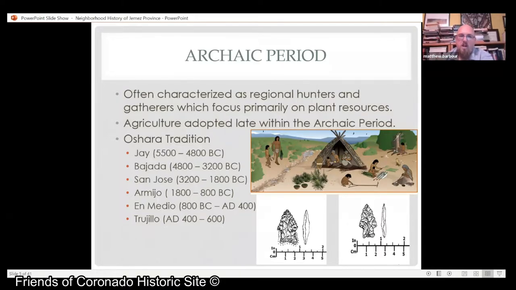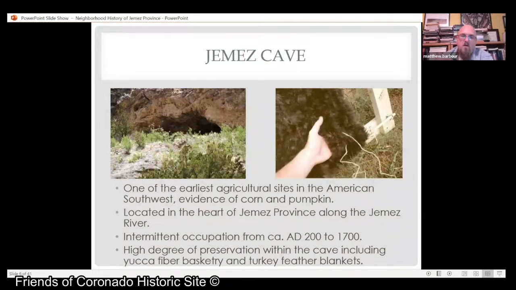Now, obviously, both groups did both, but it's certainly what we think of when we think of the Archaic period. It's also more regional, and the Oshara tradition is really a Four Corners, Rio Puerco kind of area, which is adjacent somewhat to the Jemez Valley or Jemez province, but slightly off. This is not necessarily a good classification system for the Jemez Mountains, but we certainly see representations of all these traditions in the Jemez Mountains. And of course, the most famous Archaic site in the Jemez Mountains is Jemez Cave.